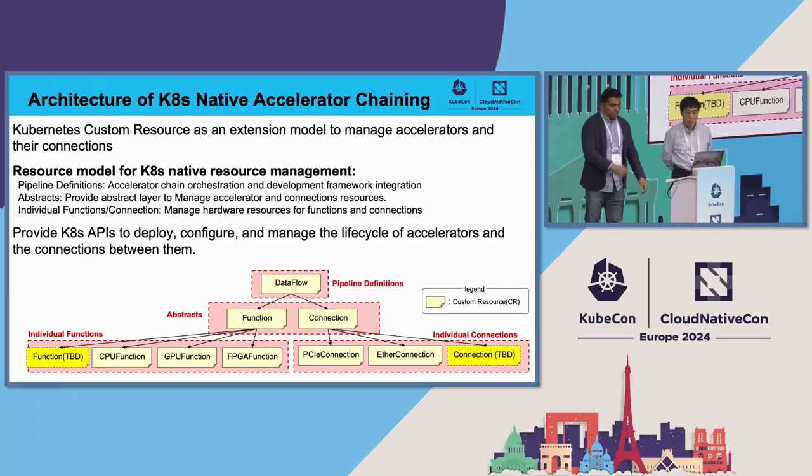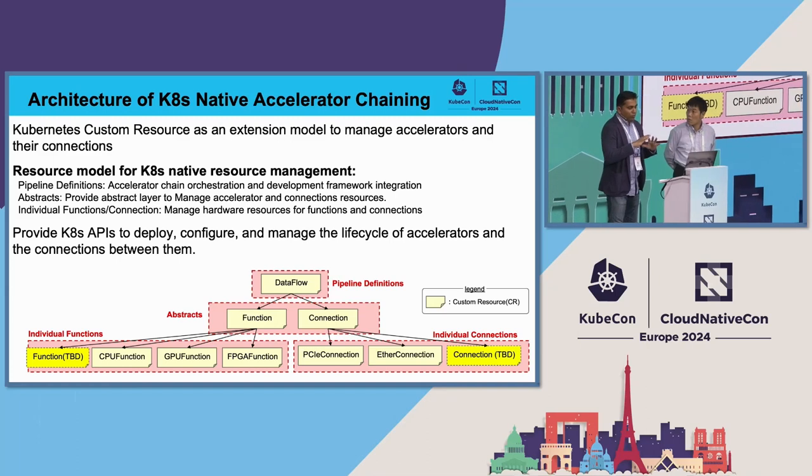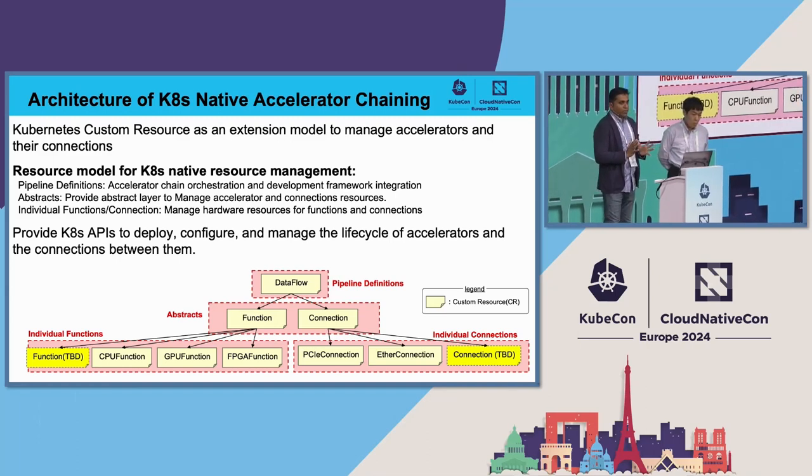To address those challenges, we try to implement a new resource model for Kubernetes, where you can handle the accelerators and the connections between the accelerators in a native way. We use custom resources as one of the methods to extend Kubernetes. This is not the only method, but this is how we do it. You might have a different opinion about it, but this is how we did it. So we use custom resources to extend the Kubernetes resource model.